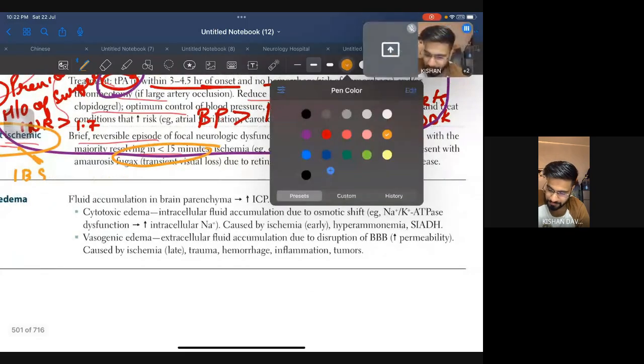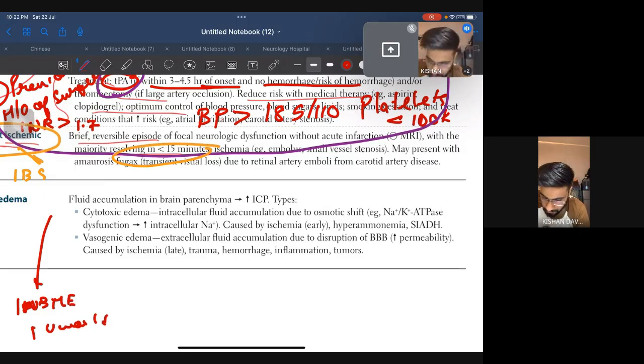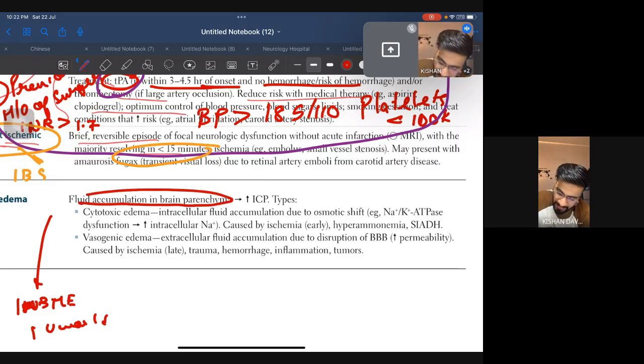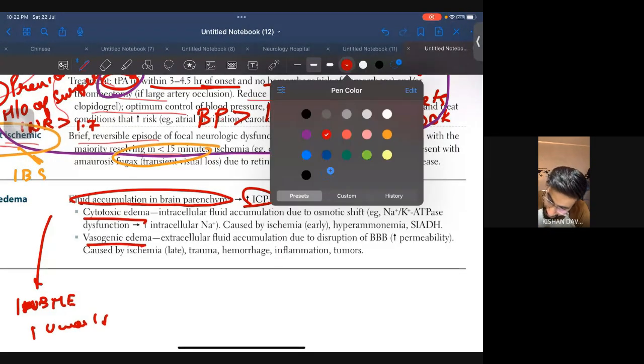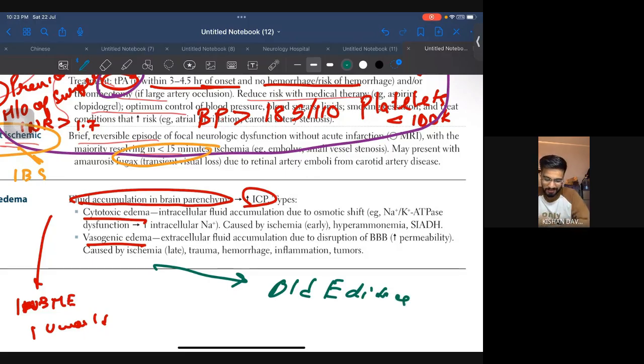Cerebral edema. One question in NBME and one question in UWorld. So we have fluid accumulation in the brain parenchyma, so ICP will increase. Cytotoxic edema, vasogenic edema. Now, what have they asked? What is the mechanism here? Cytotoxic edema, vasogenic edema, and this isn't there in the old edition of First Aid. They have added it over here, because UWorld and NBME have added it.